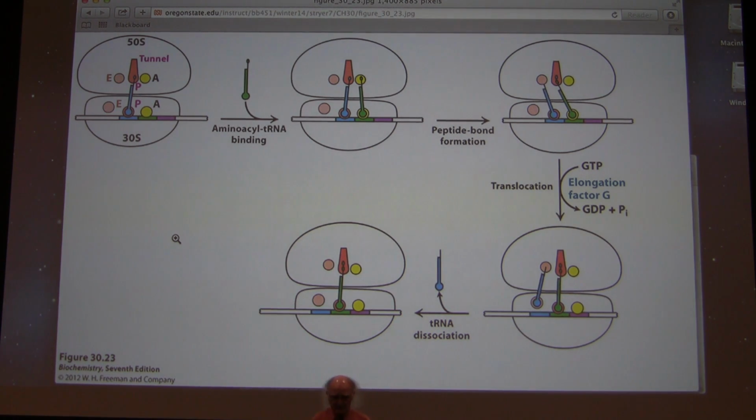Okay. Yes? Each colored block in the messenger RNA refers to 3 nucleotides which are a codon. That's correct. Yes? Is GTP used to halfway put the new tRNA into the P site as well? Is GTP used to put this into here? No, GTP is simply used to do what's called translocate, which is to move the ribosome further down.